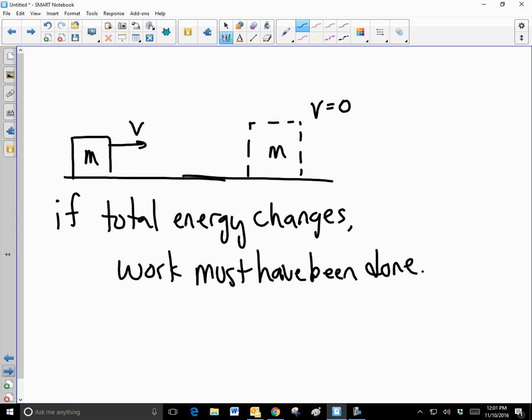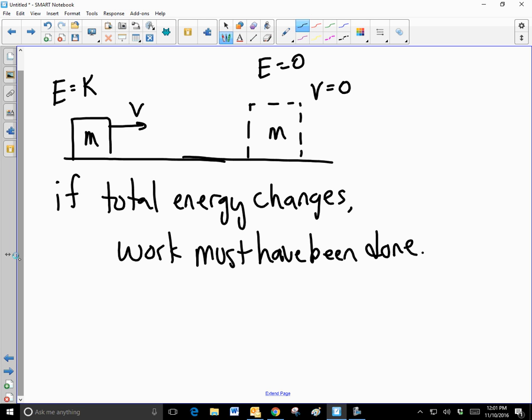What type or types of energy did this thing have when it started? It had kinetic energy. What type or types of energy did it have when it finished? It had zero energy. So it had some energy, we'll call it K. Are you assuming it's on the surface? It doesn't make any difference in this case, because we're not talking about potential energy. It had some kinetic energy, and then later on it didn't. So work must have been done.